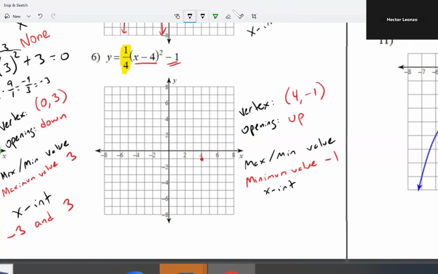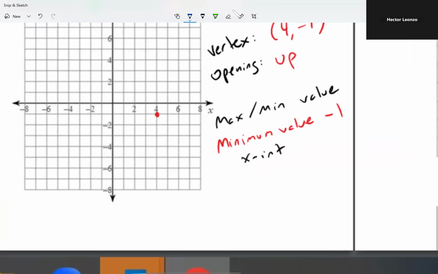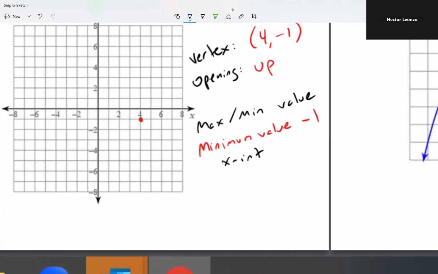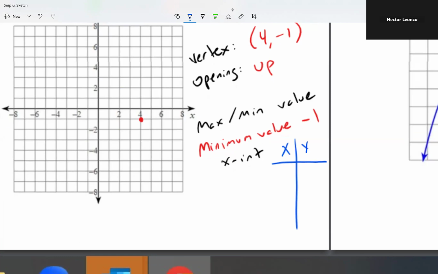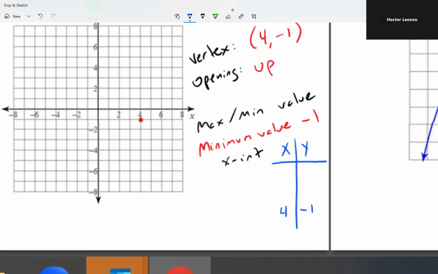So let's create a table here of x and y values. The vertex was (4, -1), so I put it somewhere in the center. For x values, starting at 4, let me subtract 1. So it's going to be 3, 2, 1. Starting at 4, let me add 1. So it's going to be 5, 6, 7.